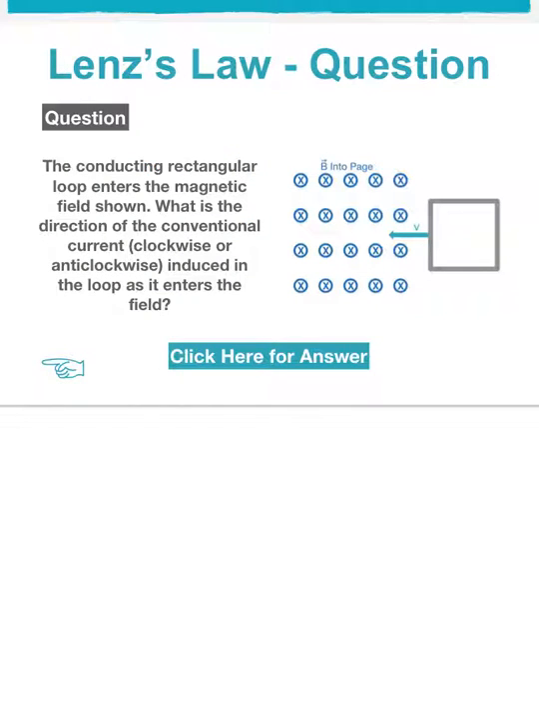So let's try a question. A conducting rectangular loop enters the magnetic field shown. What is the direction of the conventional current, clockwise or anti-clockwise, induced in the loop as it enters the field? So use the right-hand rule for this.